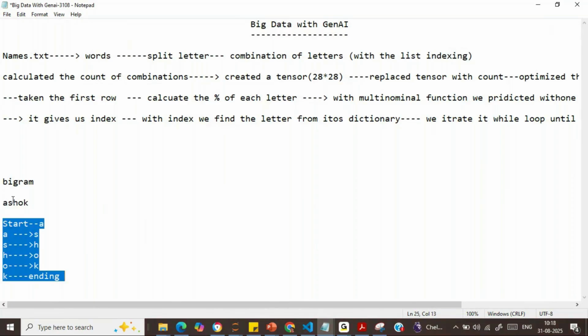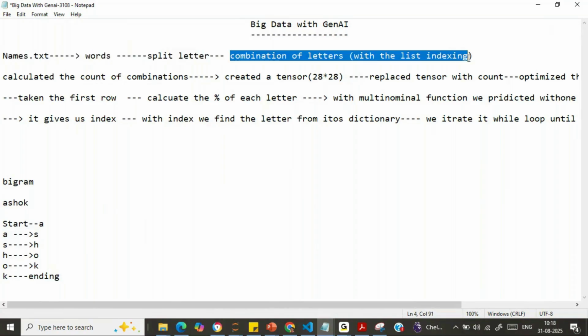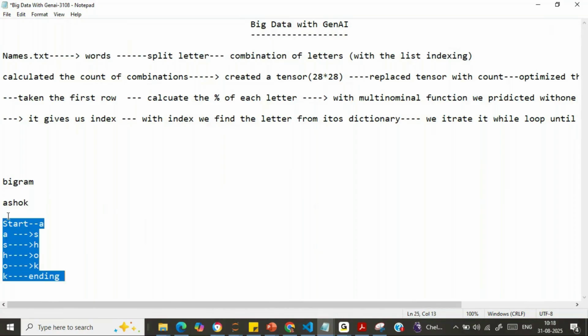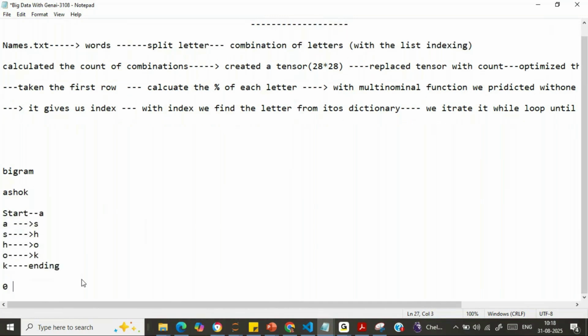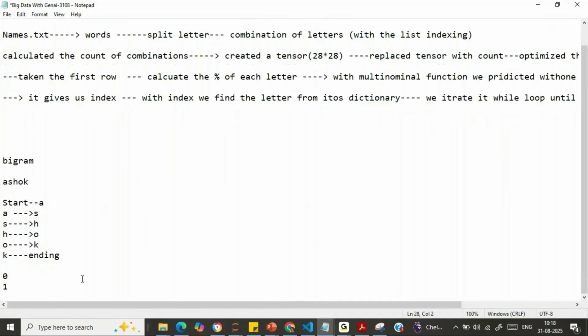So this is the bigram language model. Based upon the given letter or character, I'm going to predict the next one. So what I need to do is have these particular combinations. I try to find the combinations by splitting the letters into a list, where one list starts with the 0th index and another starts with the first index. Based upon that I'm able to get the combinations.